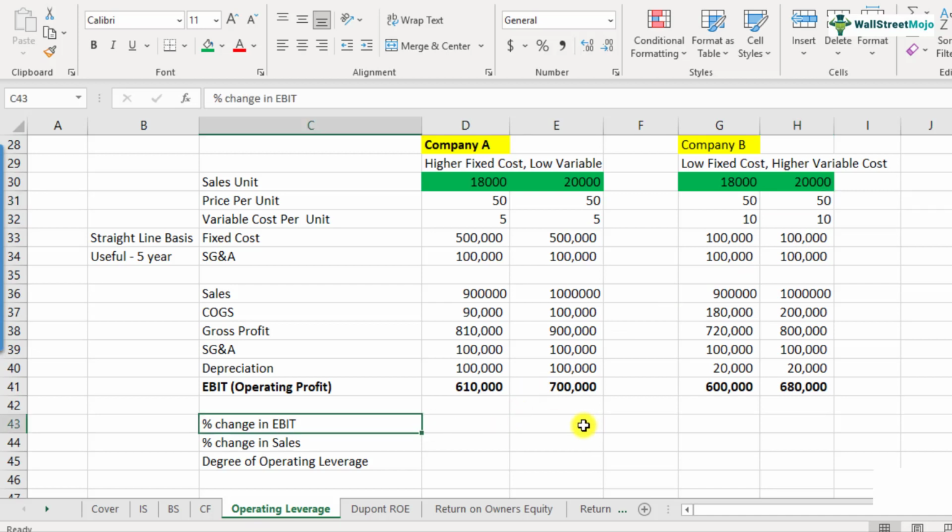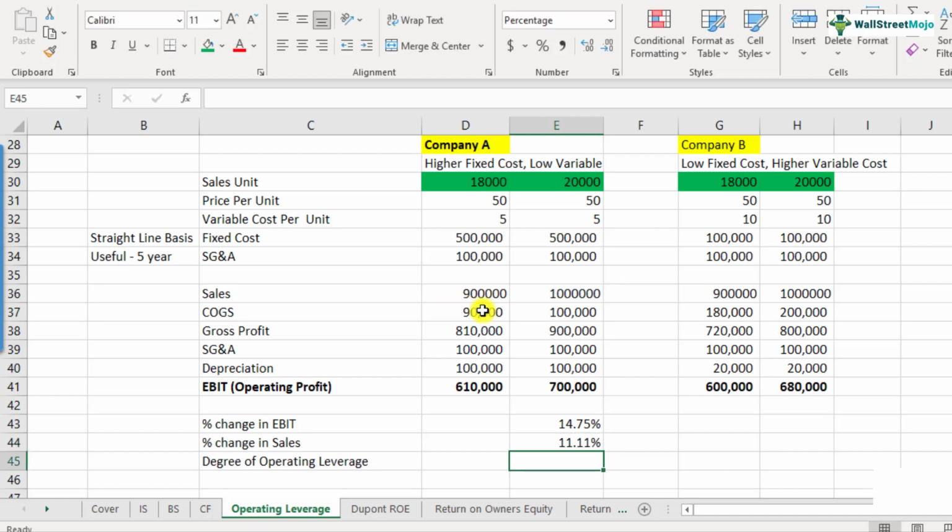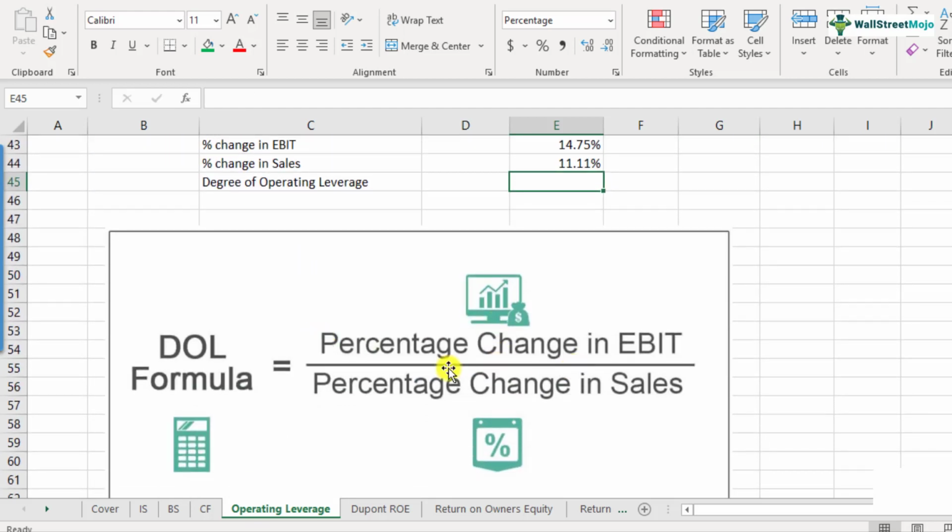So how much is the percentage change in EBIT for company A? This is the way you calculate percentage changes in Excel: you take this cell divided by the previous one, like 700,000 divided by 610, and put a -1 sign. That's how you calculate the percentage change. So the percentage change in EBIT comes out to be 14.75%, and the percentage change in sales is this divided by this, -1. So it's 11.11%. So the degree of operating leverage is the ratio of the two, right?